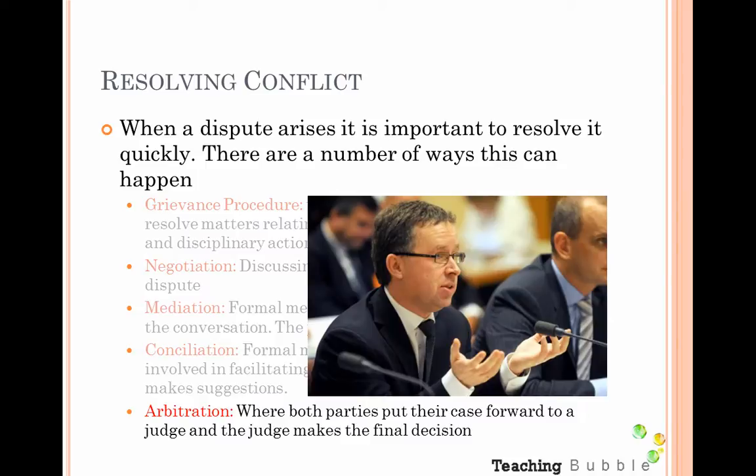Arbitration is taking it to the next level. So that's the picture there of the Qantas CEO, where they ended up going to arbitration to resolve their dispute. And that is where both parties put their case forward to a judge, and that judge makes the final decision, and it's Fair Work Australia that normally deals with that. So that is, I suppose, the most serious, because organisations normally want to try and avoid that, and employees and unions try and avoid that also.